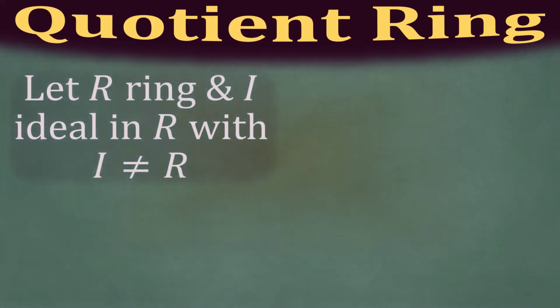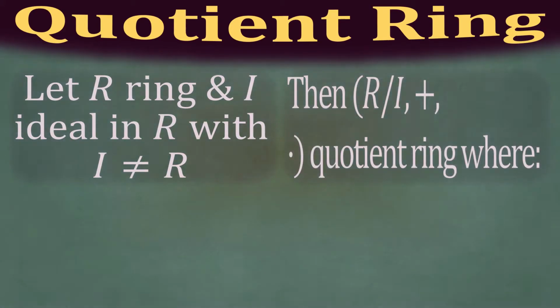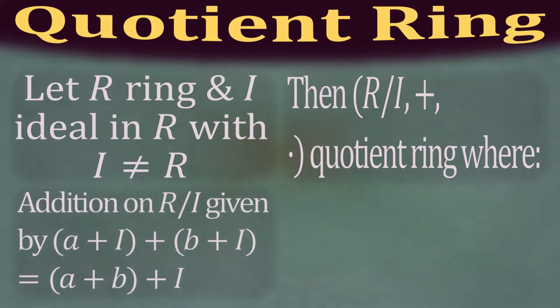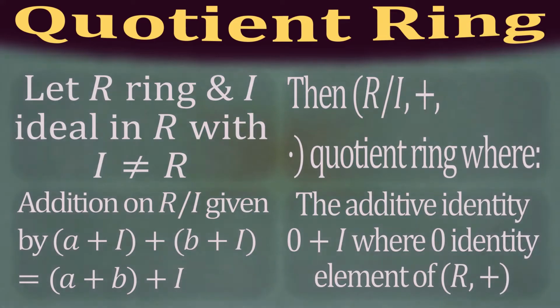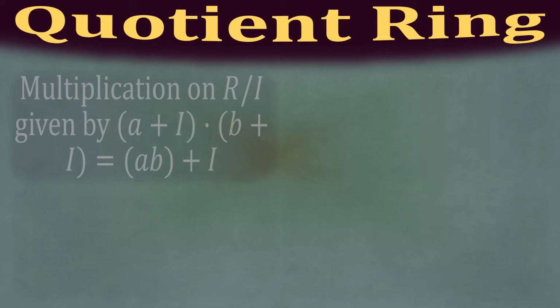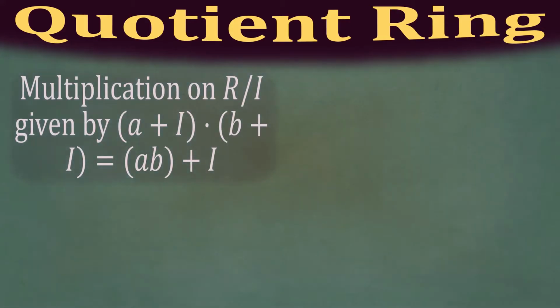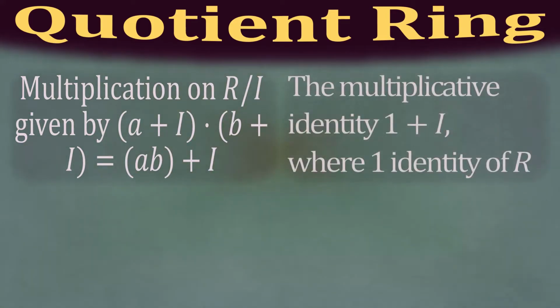Let R be a ring, and let I be an ideal in R with I not equal to R. Then R over I with addition and multiplication is the quotient ring, where addition on R over I is given by a plus I plus b plus I is equal to a plus b plus I. The additive identity is 0 plus I, where 0 is the identity element of R with addition. Multiplication on R over I is given by a plus I times b plus I is equal to ab plus I. The multiplicative identity is 1 plus I, where 1 is the identity of R with respect to multiplication.